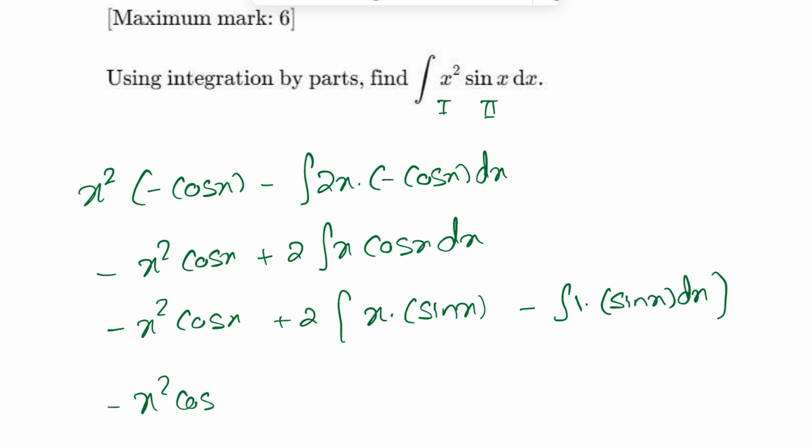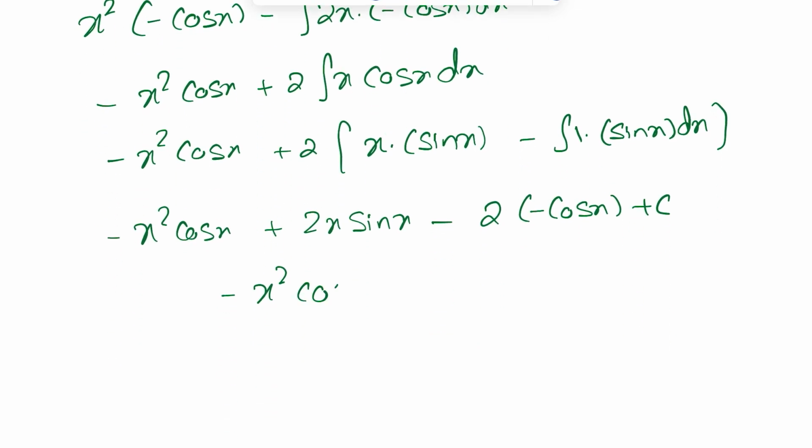minus x² cos x plus 2x sin x minus 2 times the integral of sin x, which is negative cos x, plus c. So it becomes negative x² cos x plus 2x sin x plus 2 cos x plus c. This is going to be the answer.